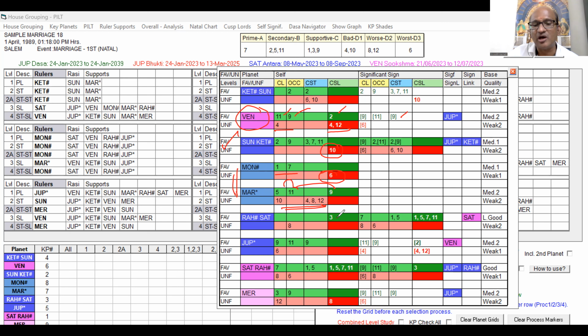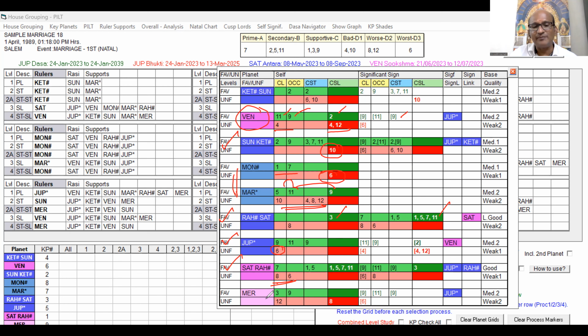Rahu is third sublord, mixed but with dark blue color, which means favorable. Saturn is having this, so this is also good. Jupiter has 9, 11, and 9. Yes, that is also good, but along with some weakness. Saturn is good because of 7, 1, 5, 1, 5, 7, 11. But you can see the dark pink shade. Dark pink shade means it is a mixed one with very favorable signification. You can see 11, 9, and 2, a very good grouping with some weakness. Similarly, very good grouping, some weakness.